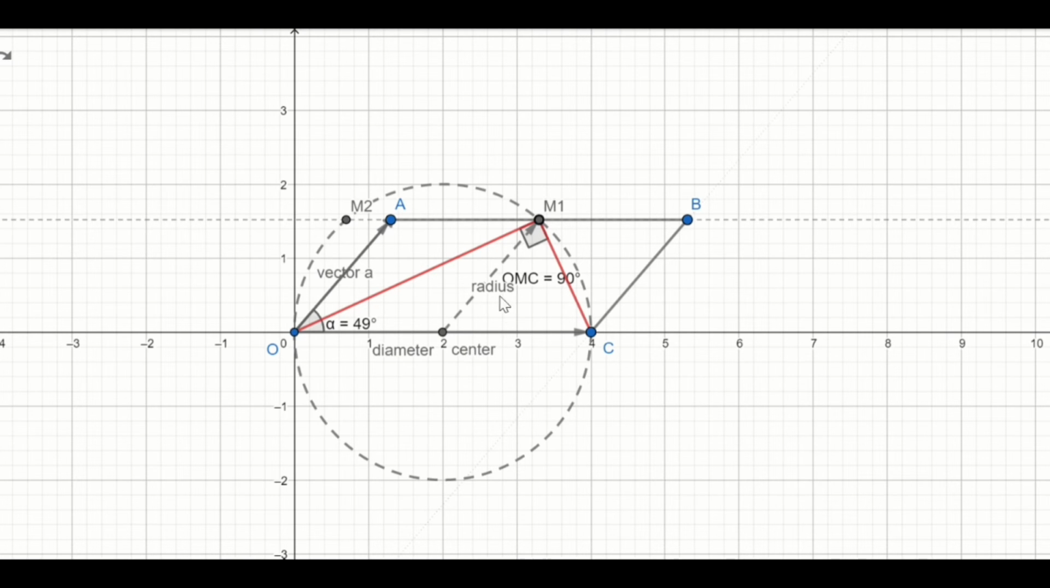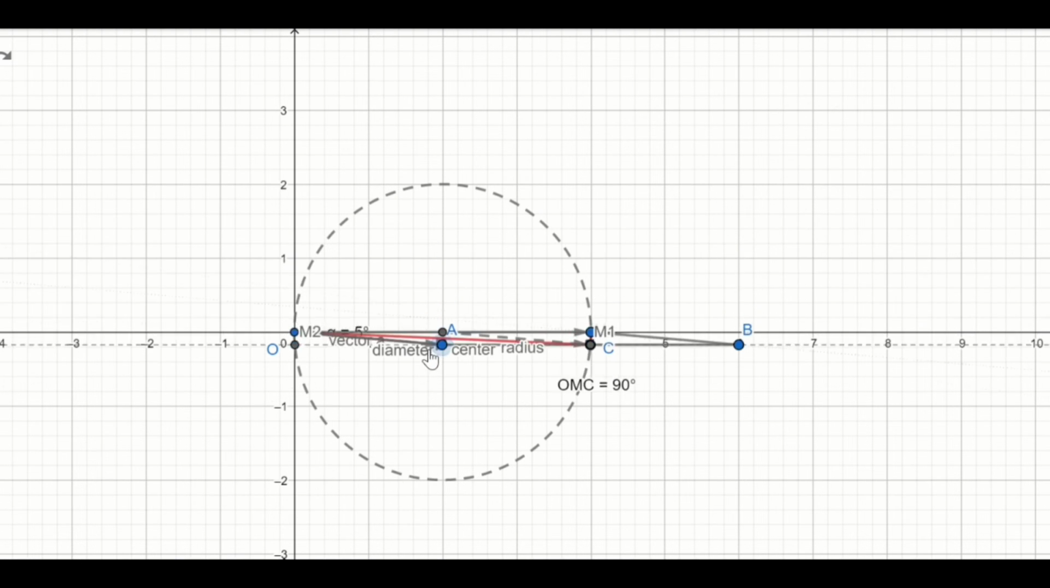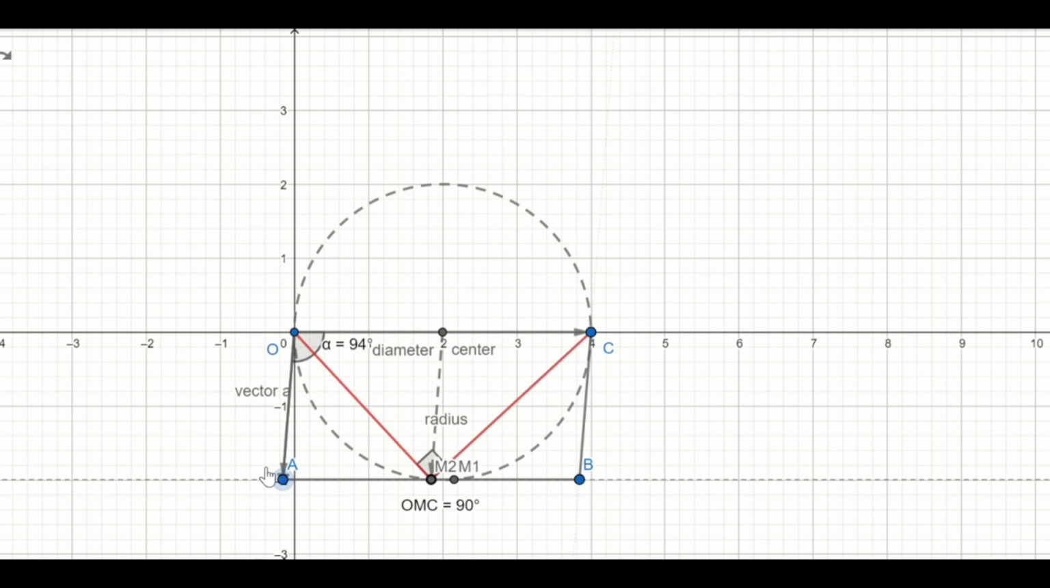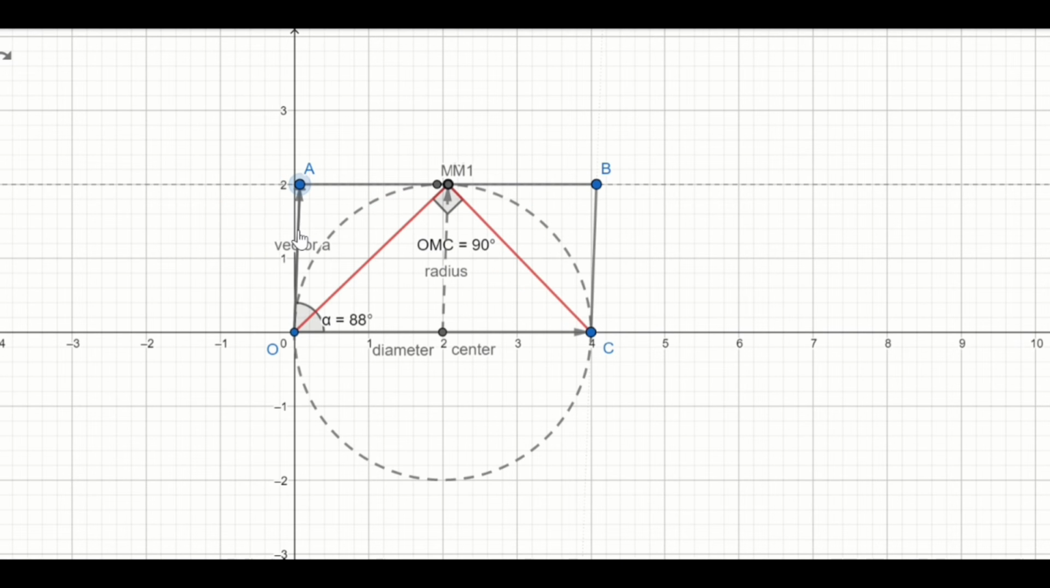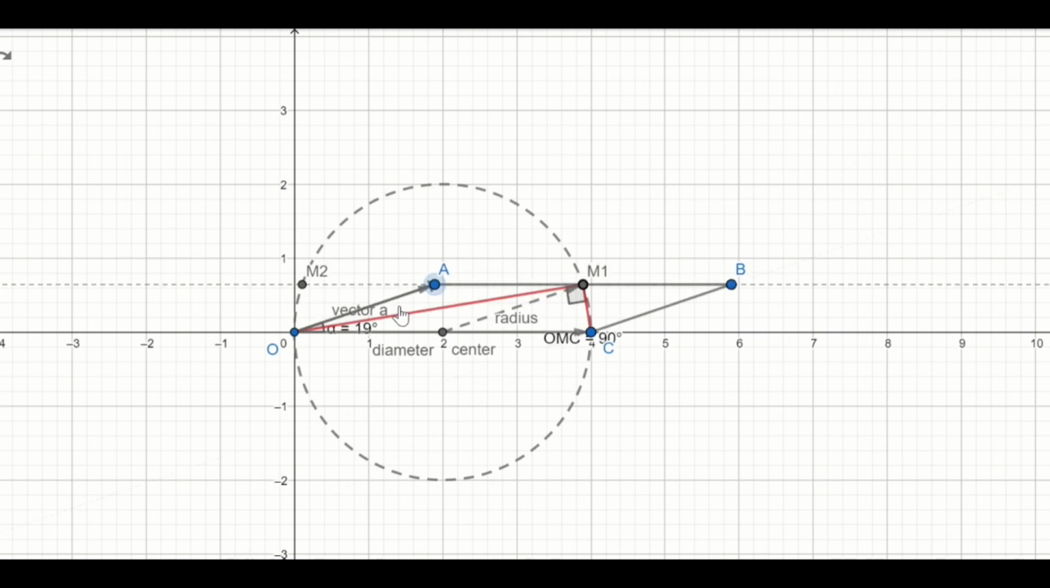Now you can easily understand why angle OMC is 90 degrees, because it is the angle in a semicircle, subtended by the diameter, so it is 90 degrees. This is the property of a circle. As alpha changes from 0 to 360 degrees, the midpoint M just runs along the construction circle. So k equals 1 or 2 is a solution for point M, which is independent of angle alpha.